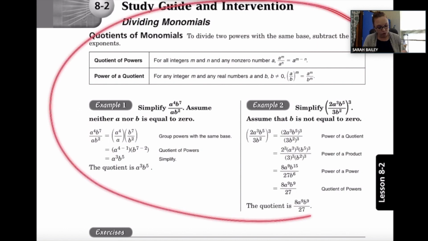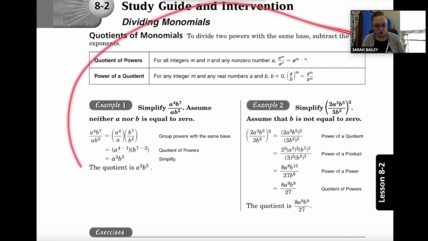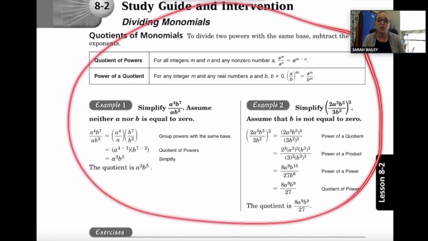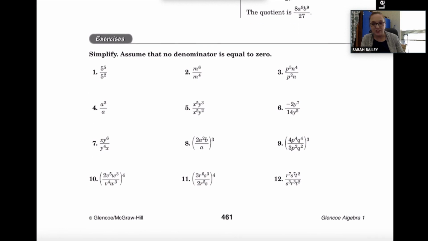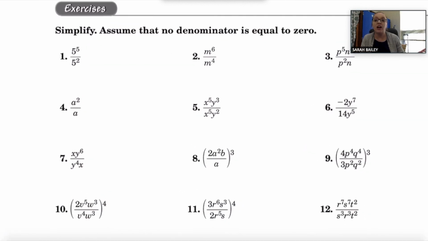So again, I want you to start off by pausing the video, and I want you to read through this information. Great, now let's do some problems. So let's look at our directions here. It says simplify and assume that no denominator is equal to 0.